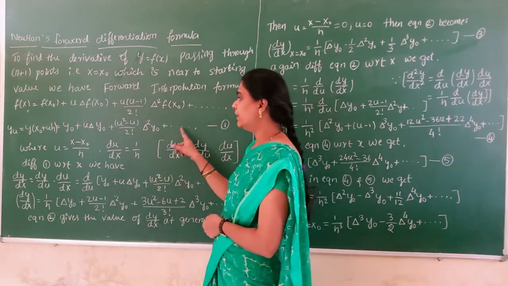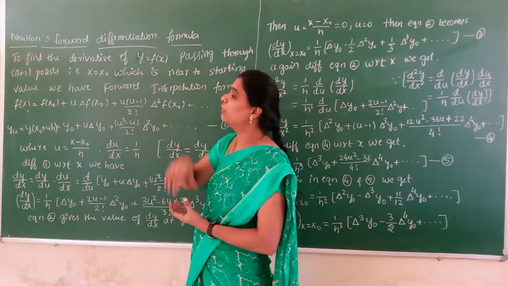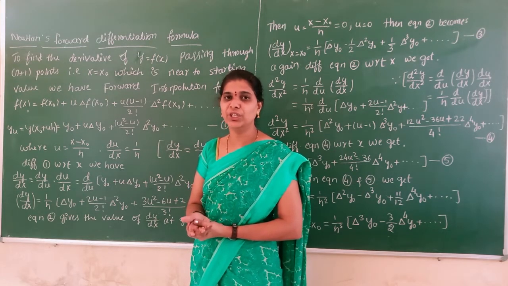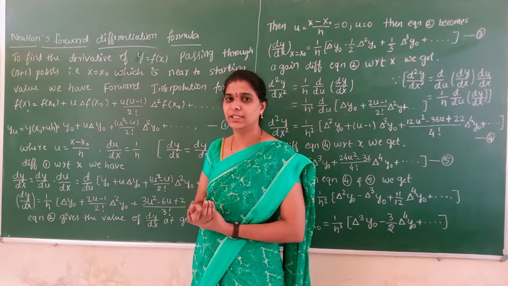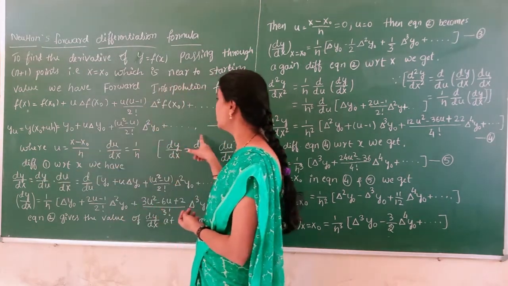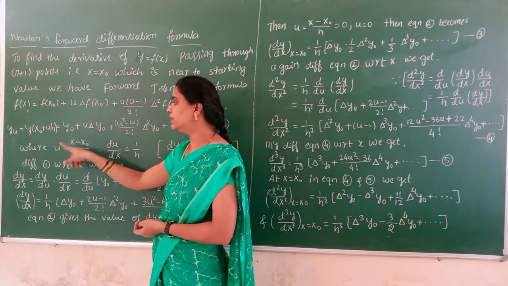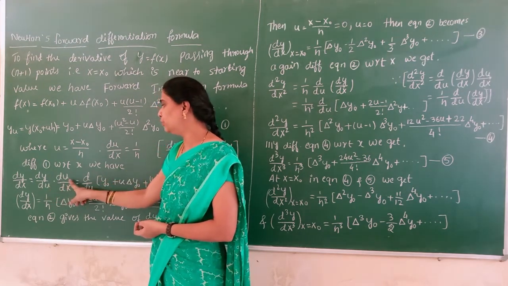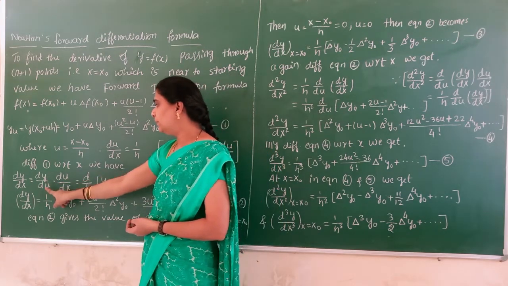Now differentiate equation 1, because we require the dy by dx derivative, that is our main motto. We have to find the y function in terms of the first order derivative, second order derivative, as well as the third order derivative. For dy by dx, in our given equation number 1 the right hand side has the term u, but we have differentiated y with respect to x, so we have to apply the composite function, that is dy by du into du by dx. As you know, du by dx value is 1 by h. Now d by du keep as it is.